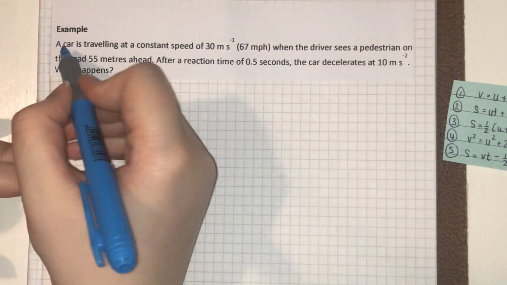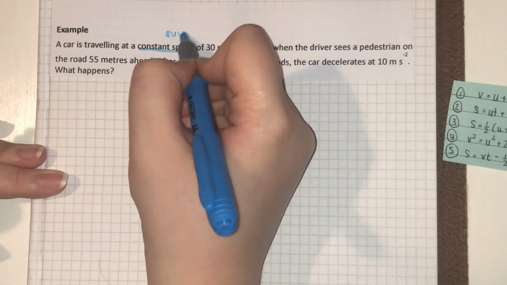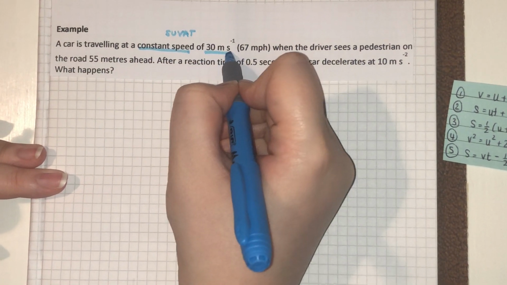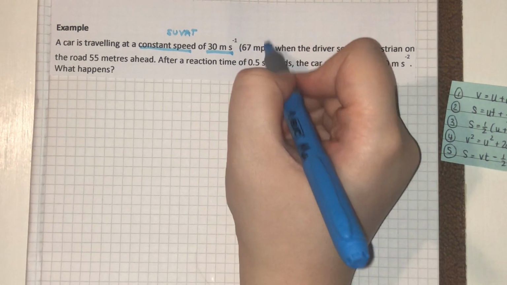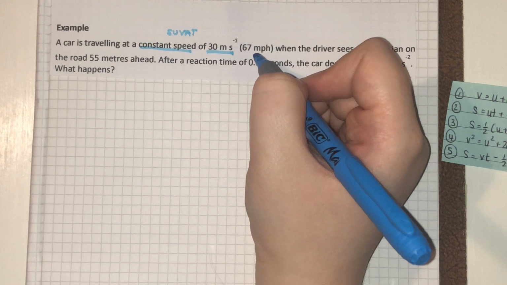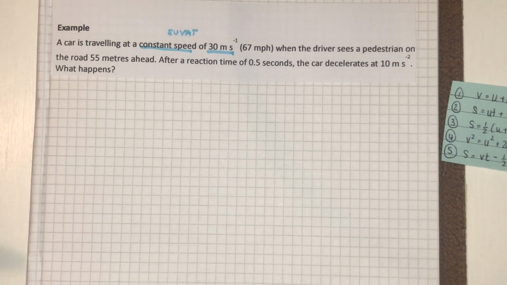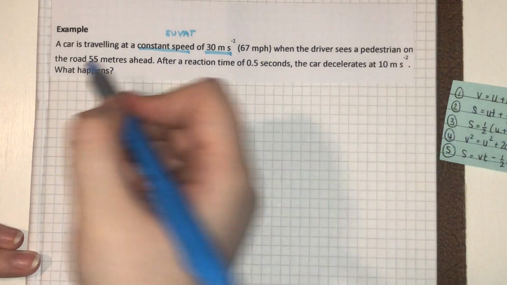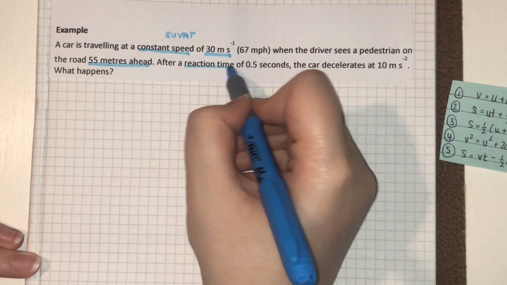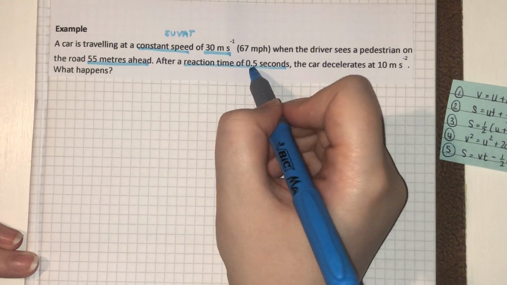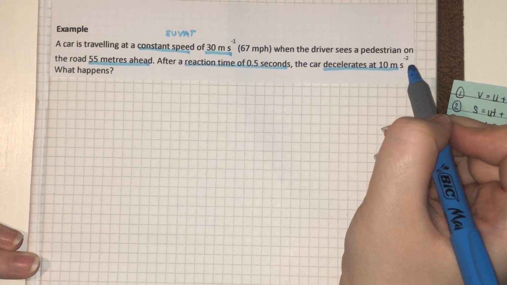So to begin with, we've got a car, it's travelling at a constant speed, so that means I'm going to be using Suvat. And we're told that it's going at 13 meters per second. Okay, it's got this bit, but actually that doesn't really make a difference. We don't need to know how many miles per hour it is because it needs to be the SI units. Okay, the driver sees a pedestrian 55 meters ahead. The reaction time is 0.5 seconds. That bit's really important. The car decelerates at 10 meters per second to the -2.